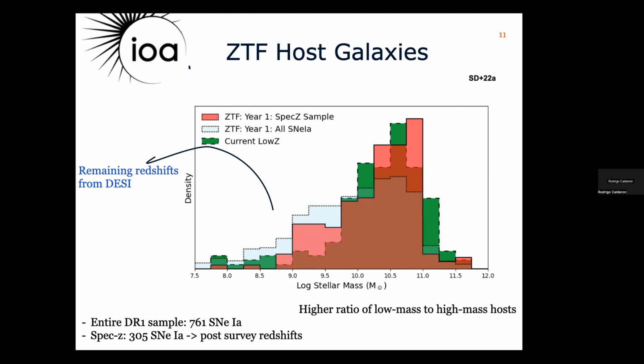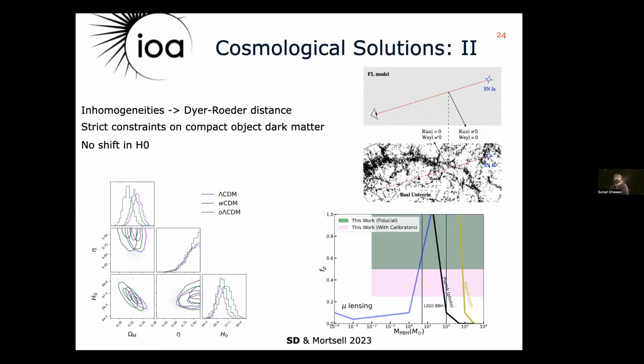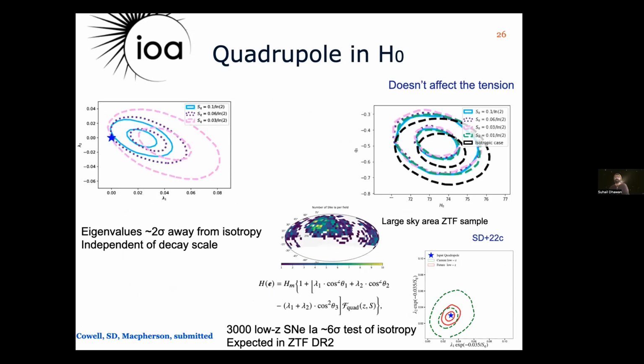For this anisotropy test, I think at some point you said that we expect 3,000 supernovae with ZTF. Is there any forecast on the very low redshift regime? How many of them would be used for testing anisotropy? Yeah, I might have a backup slide on this. So there's lots of contour plots, but this is the DR1 sample, which is around 800.